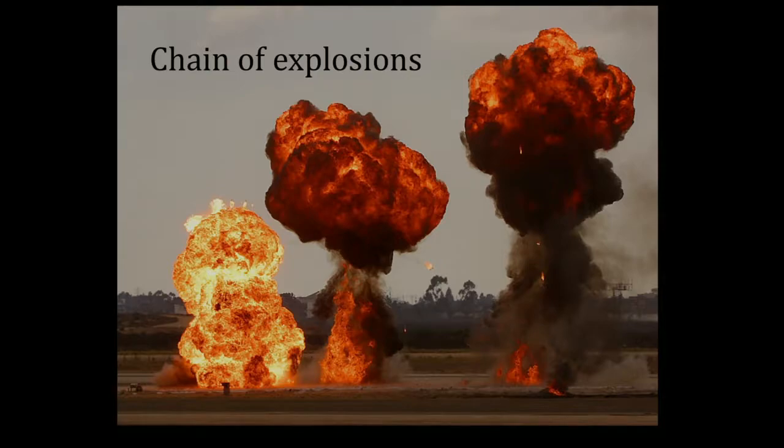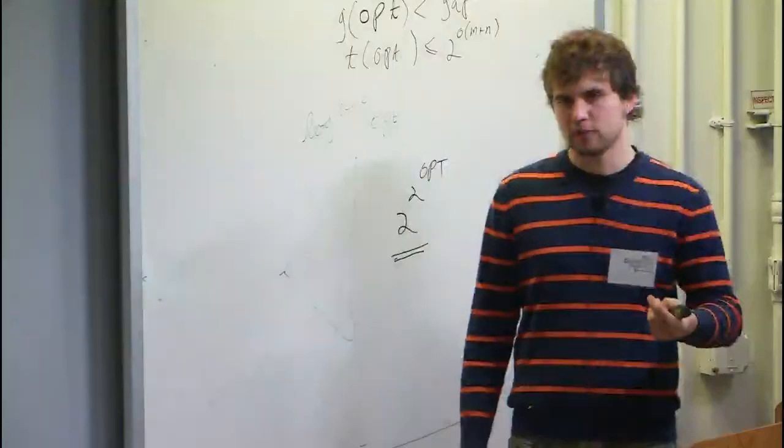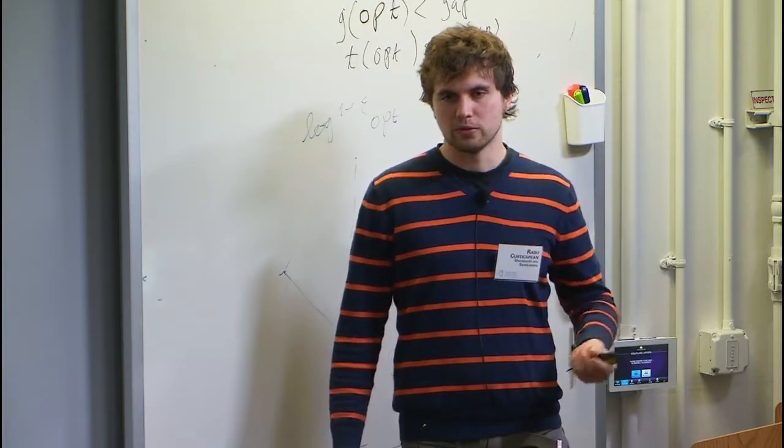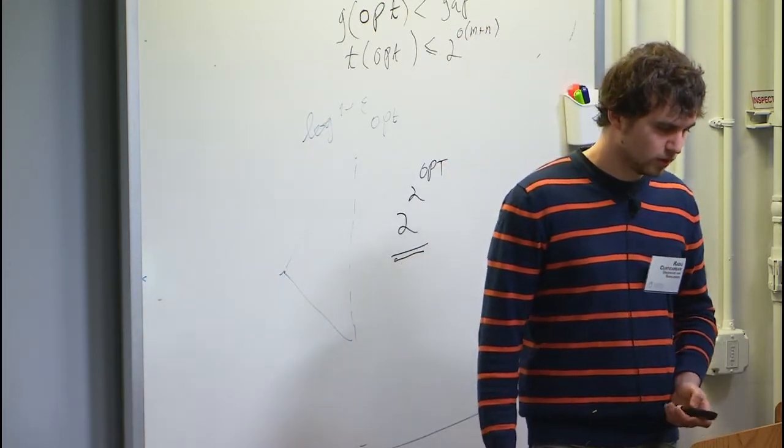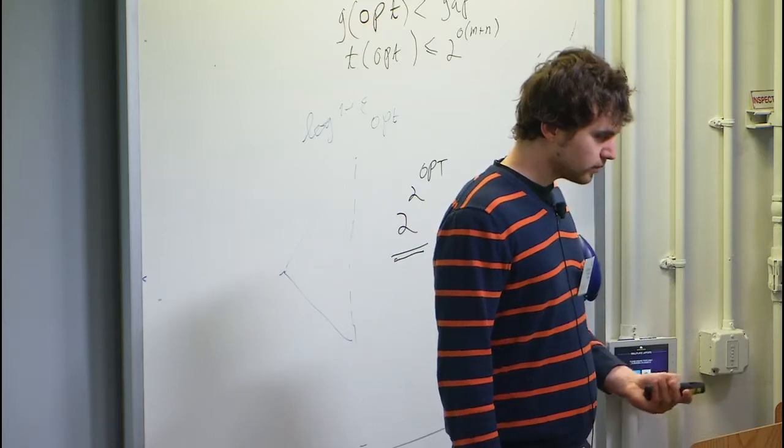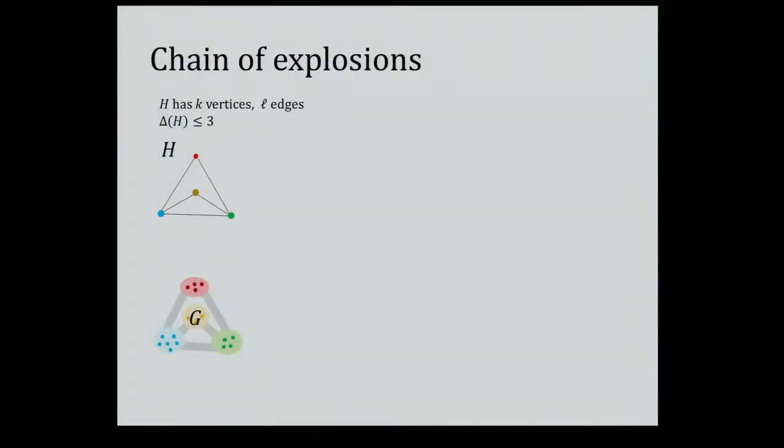And each step is just solving some linear equation system which has 2 or 3 equations and has full rank. So this is very simple. Okay, and let me just state this a bit more explicitly. So this chain of explosions looks as follows. We start with this instance of counting a colorful subgraph H in G. And this colorful subgraph has k vertices and L edges, and its maximum degree is bounded by 3.